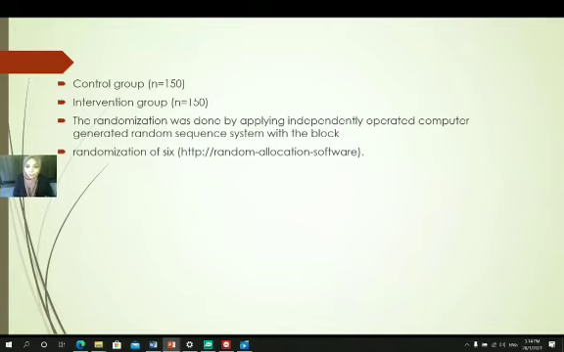And to be honest, for the total group, the control group has a total of 150. The intervention group also has 150. The randomization was done using an independently operated, computer-generated random sequence system with blocks. The randomization can be done on the website HTV random allocation software.